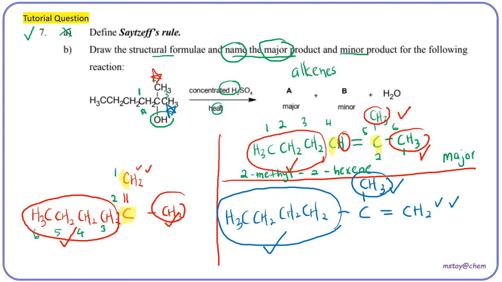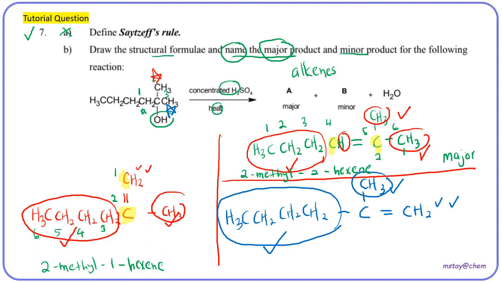Okay, for this one, we will number from the top here 1, 2, 3, 4, 5, and 6. The double bond is at the first carbon, and then the substituent is at carbon number 2, so it's 2-methyl-1-hexene.